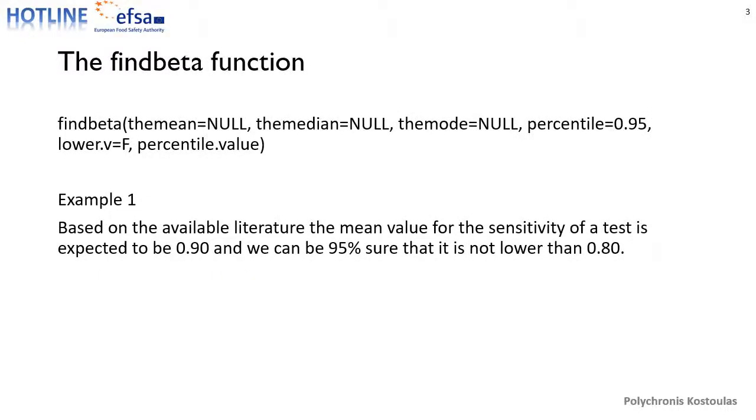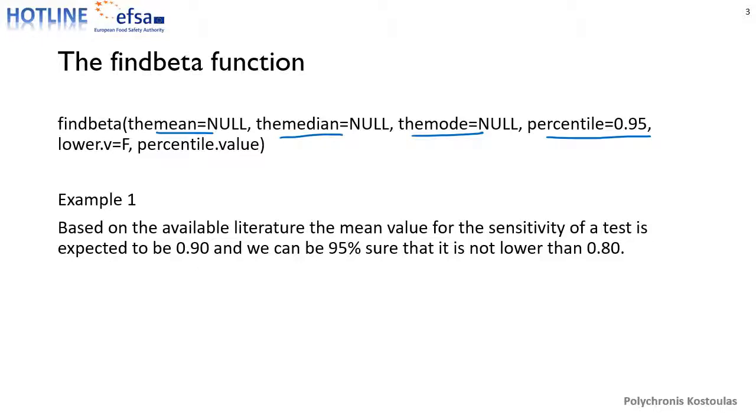We are going to start with the find beta function. For the find beta function, the users are asked first to specify their prior belief about the mean, or the median, or the mode. Then they should also specify their expectation about the value of a specific percentile, usually the 95th percentile, which is also the default for this function.